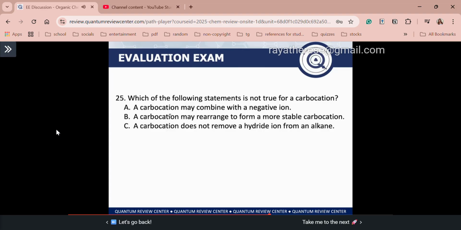Okay? A carbocation ion does not remove a hydride ion from an alkane. How about the hydride shift? Okay, class, choice C is a false statement. In fact, carbocation ions can remove a hydride ion from an alkane through hydride shift.